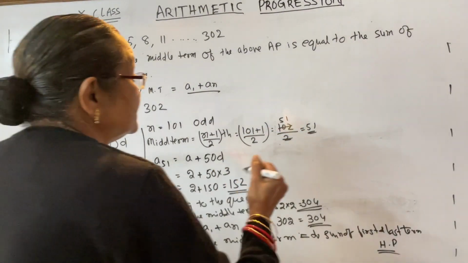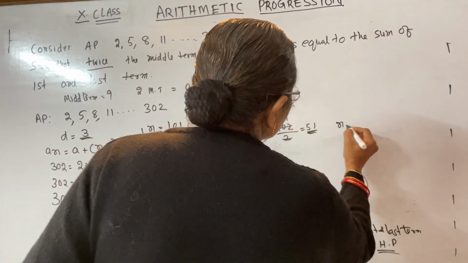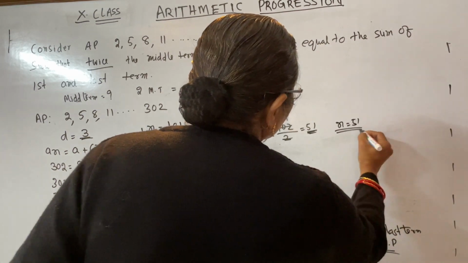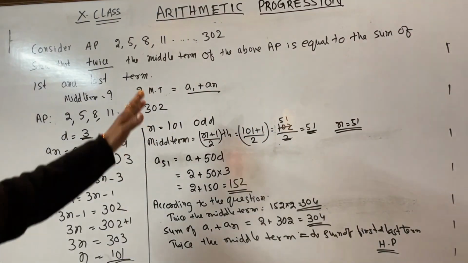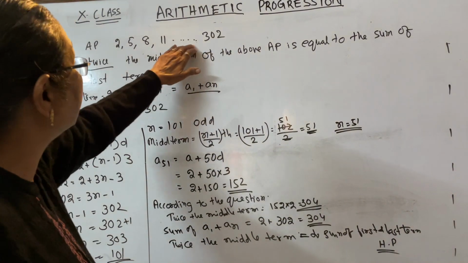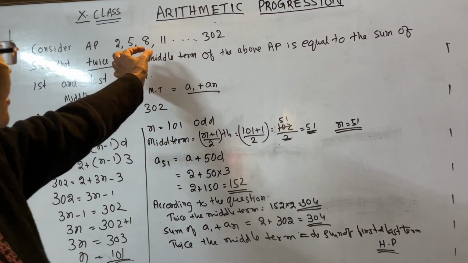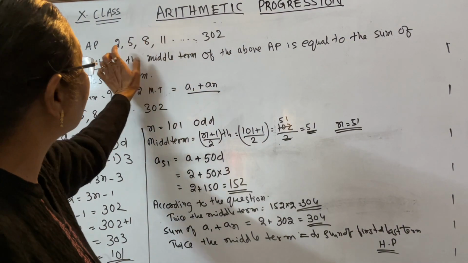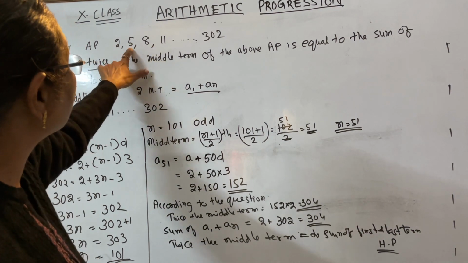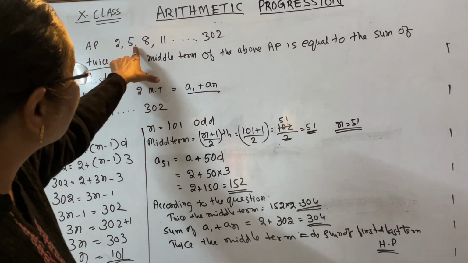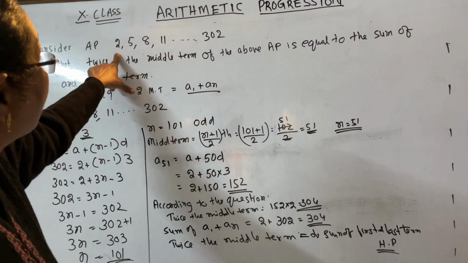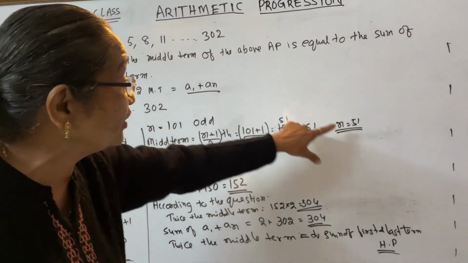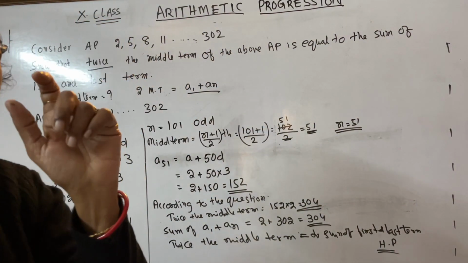Got it? So how many terms are there? N equals 51, so 51 terms are there. From here to here, how many terms? 51 terms. What is the middle term? Like if 2, 5, 8 is given, what is the middle term? 5. Similarly here, with 3 terms the middle term is 5. But there, 51 terms are there, so from there we have to find the middle term.